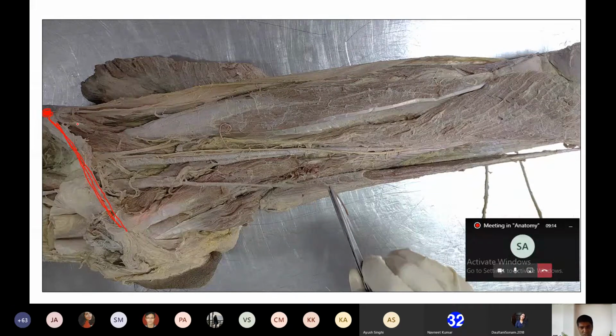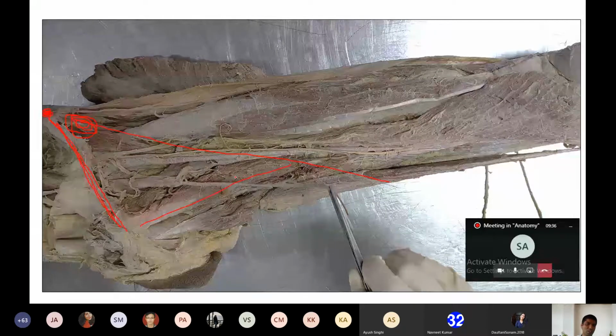The sartorius muscle is not well preserved here, it is already detached, but you can still see the upper part of the sartorius muscle lining here. So you can imagine the course of the sartorius muscle. It will go like this. Here you can see adductor longus. This one is the adductor longus. And this one is the femoral triangle.